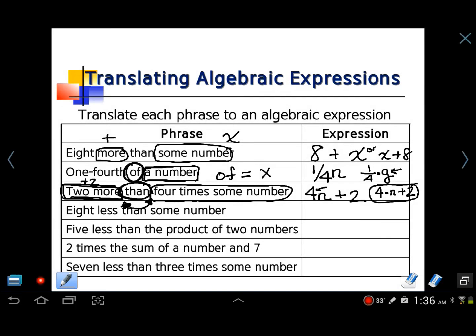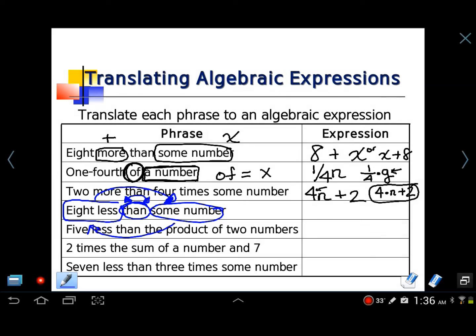8 less than some number. Our next example here has the word than in it. Than, again, one of those switcheroo terms, which tells us that we're going to probably take this and put it here, and we're going to take this and put it there. This doesn't always work out this way, but many times it does. So 8 less tells me we're going to be subtracting 8. Some number means a letter, a variable. We don't know what it is. So the letter I'm going to use this time is a. And then 8 less means minus 8.